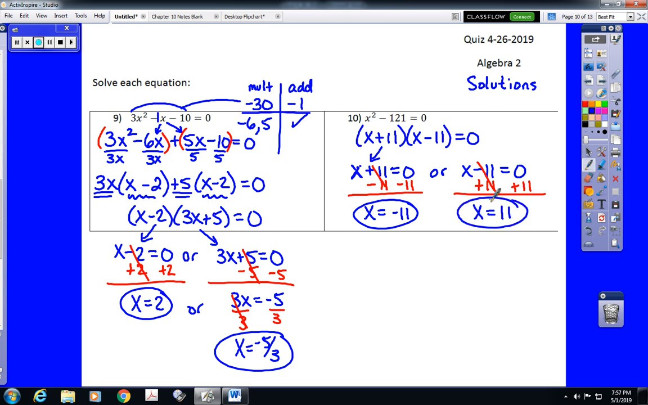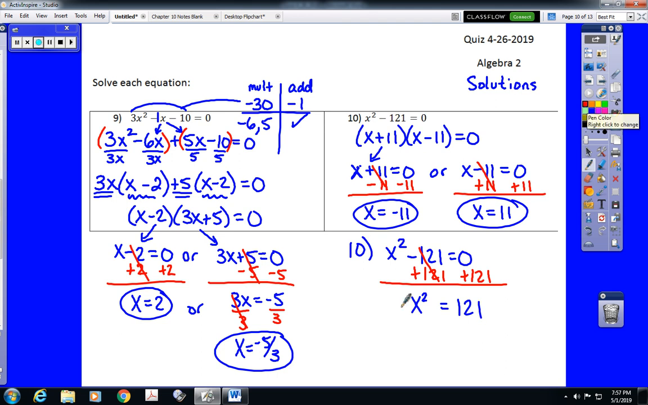Now that's not the only way to solve number 10. Here's another acceptable way to solve it. We can realize that since there's no b value, we can simply add 121 to each side, which would give us x squared equals 121. And then to get x, we could take the square root. In other words, we're using the square root method, which would give us x is either positive or negative 11, which is exactly the same answer we had up above.